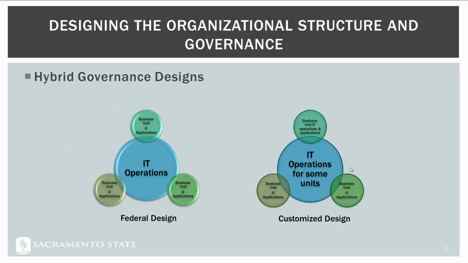So here's what a federal governance structure looks like. We centralize the operations, the data centers, the infrastructure part of the organization, and capture those economies of scale. But then at each business unit, we let them manage their own IT applications, even if they're hosted centrally. That allows for the customization necessary for some of the business units, but also captures some of the overall economies of scale and efficiency of having things centralized. It's a nice structure. It's very commonly used today.